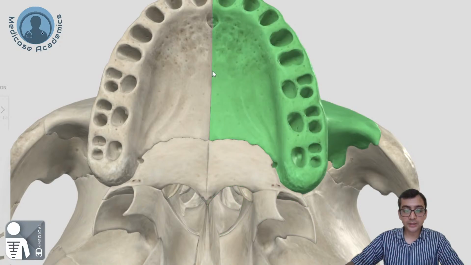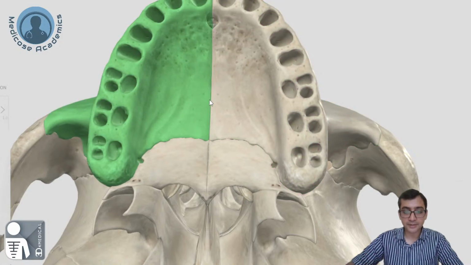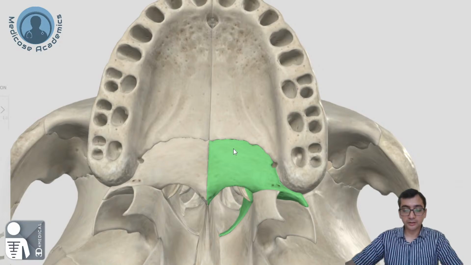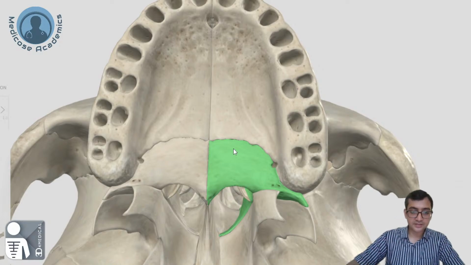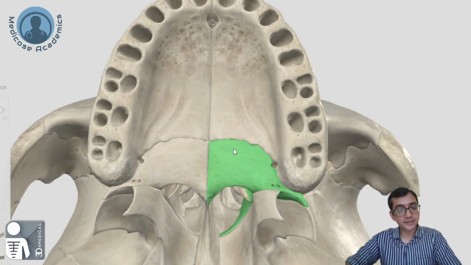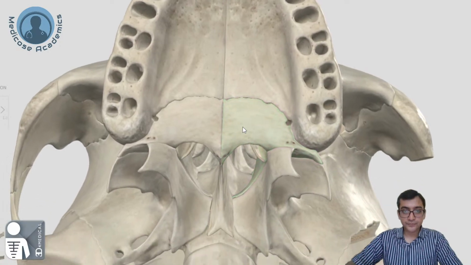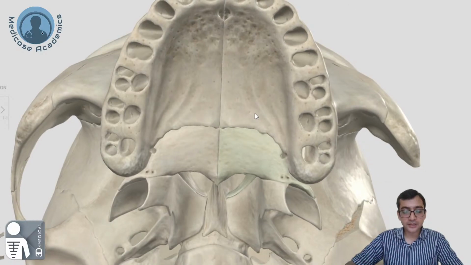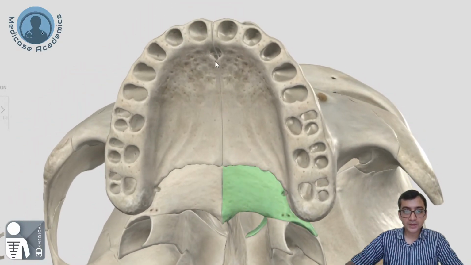There is a suture between the horizontal plate of the palatine bone and the palatine process of the maxillary bone. There are two maxillary bones, so there is an intermaxillary suture. The suture between the two palatine bones is called the interpalatine suture, and between the maxillary and palatine bone, as common sense will say, it's the palatomaxillary suture. You have to see a few important landmarks present here.